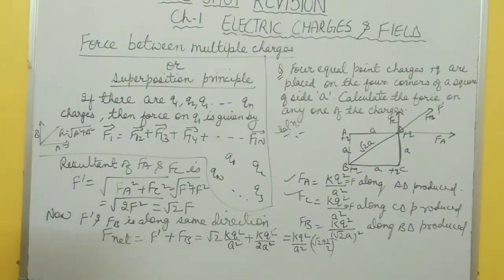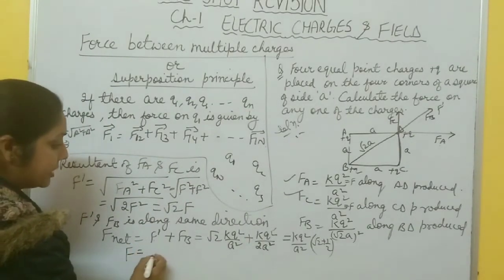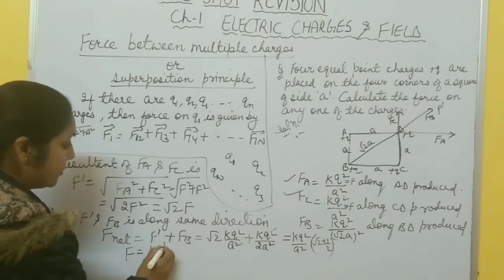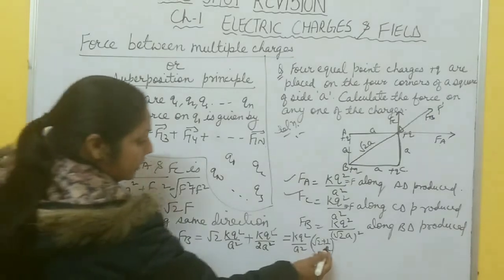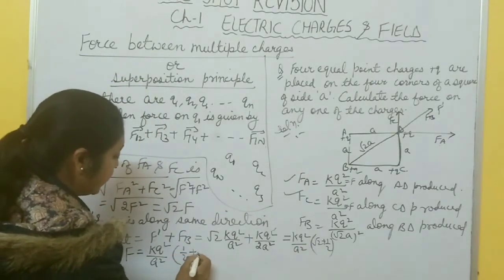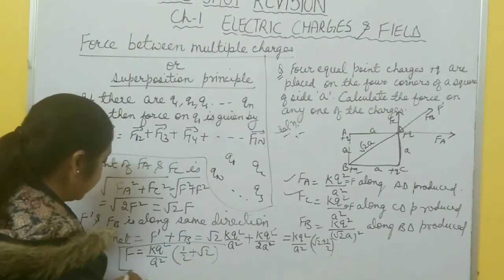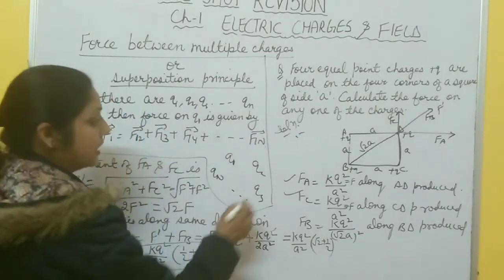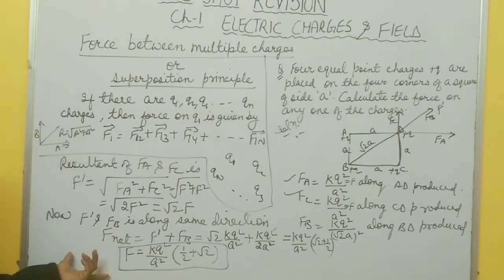So this is the total force. You can write in this way: F equal to how much? K Q square by A square, this is under root 1 by 2 plus under root 2. This is the total force exerted by the charge kept at point D. Right? In this way you can solve using the superposition principle.